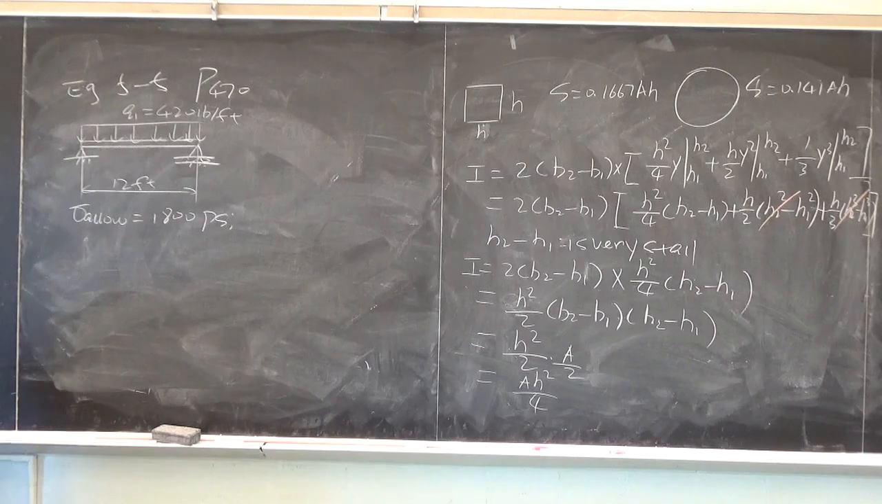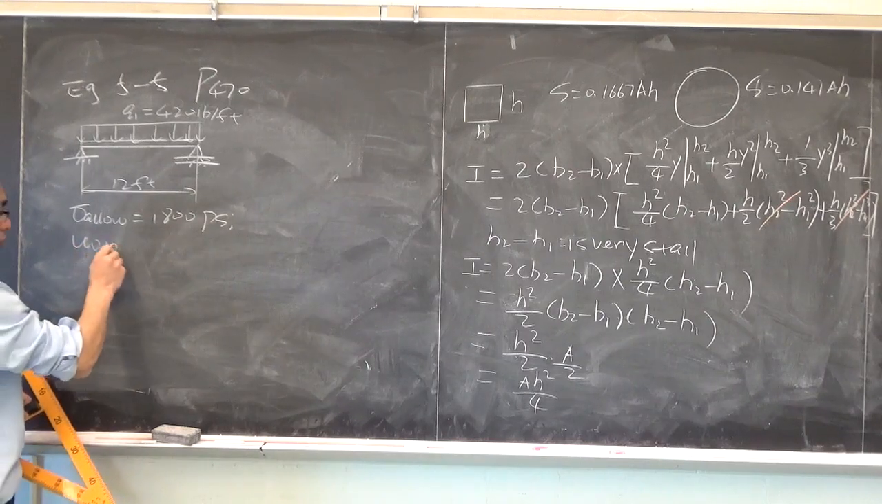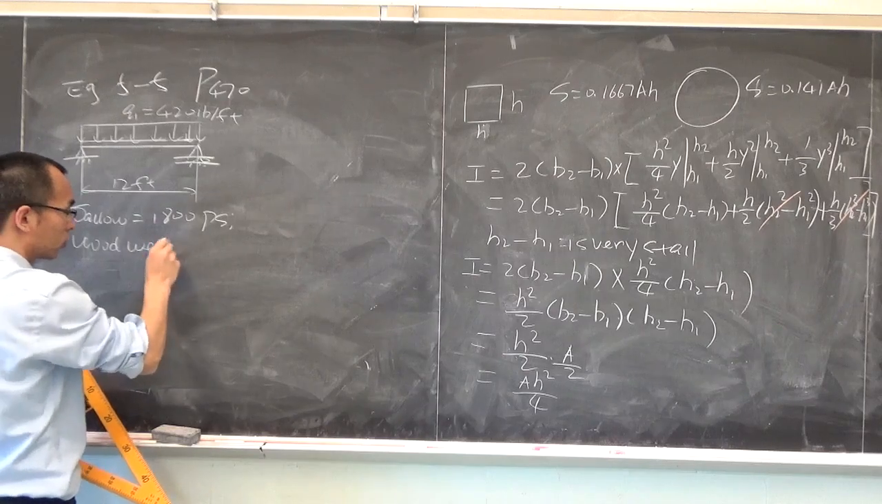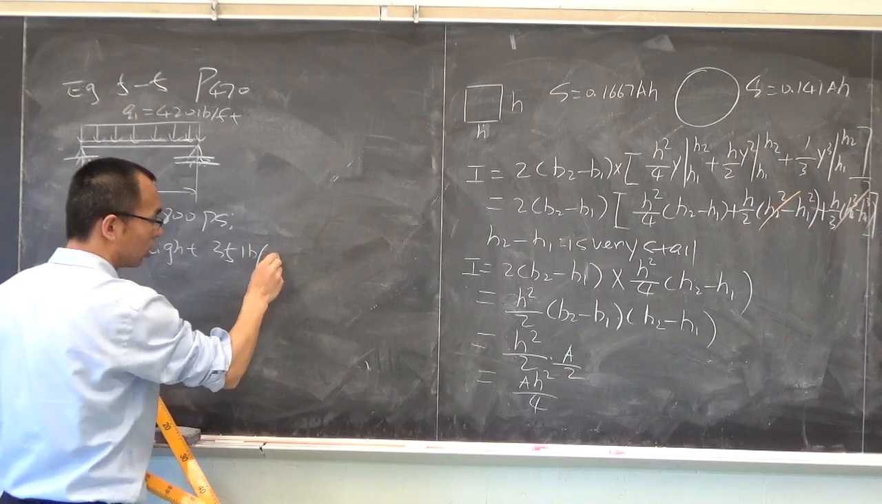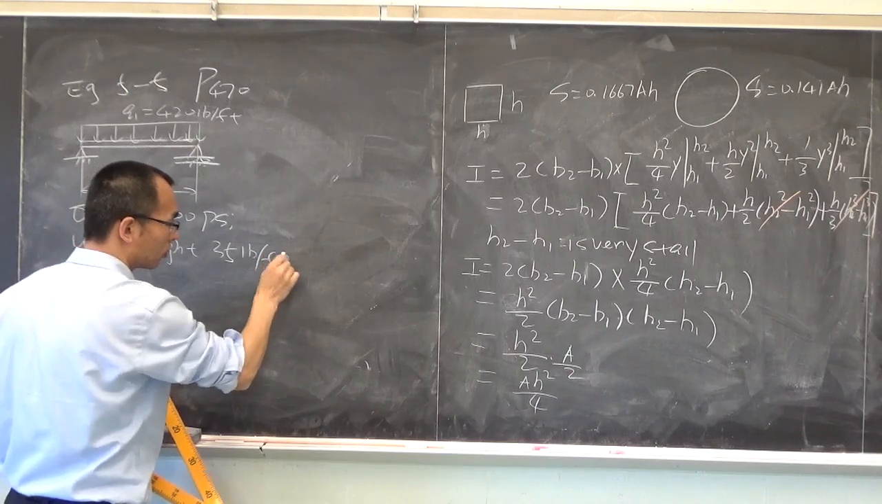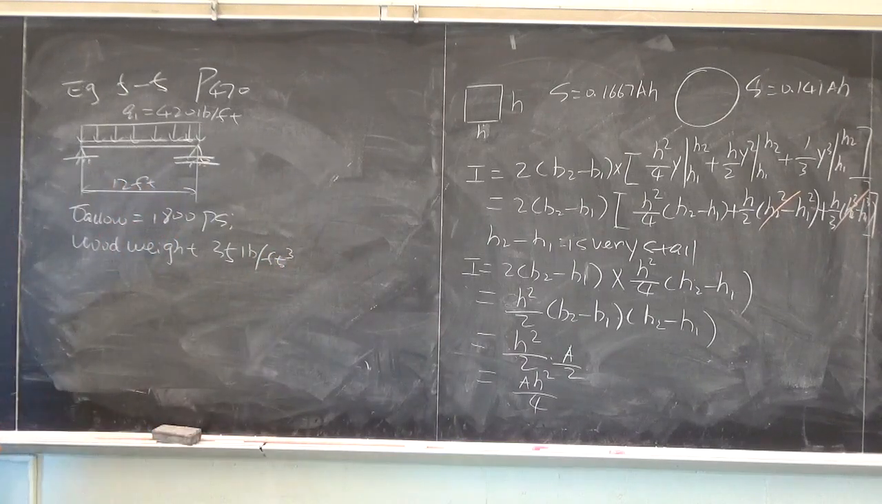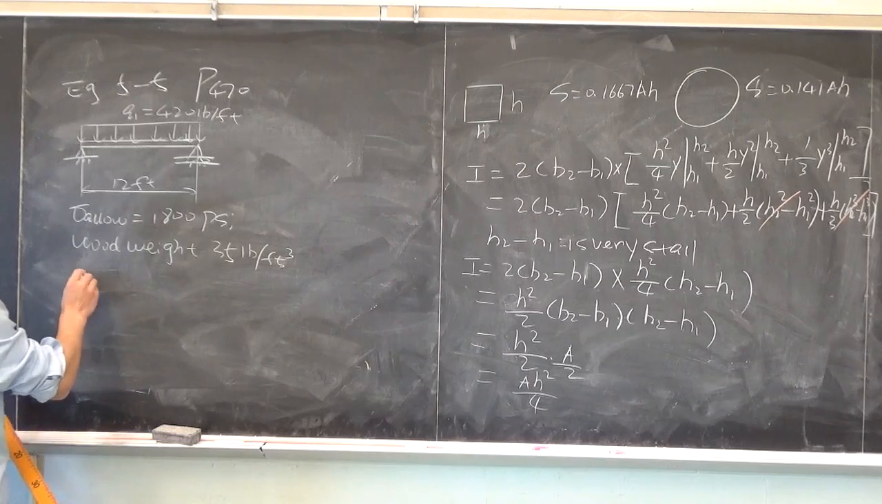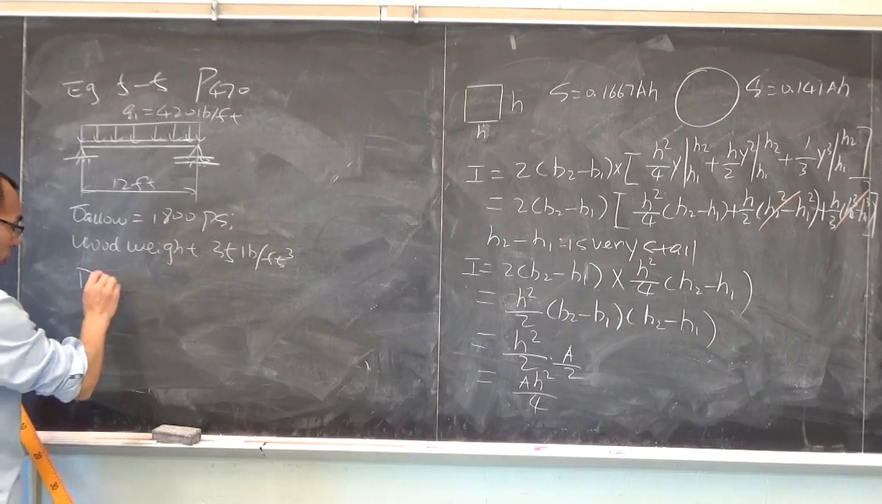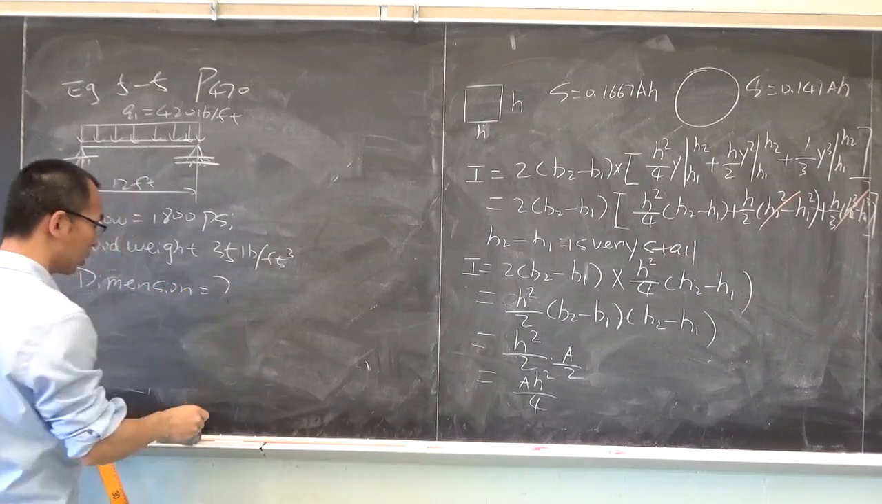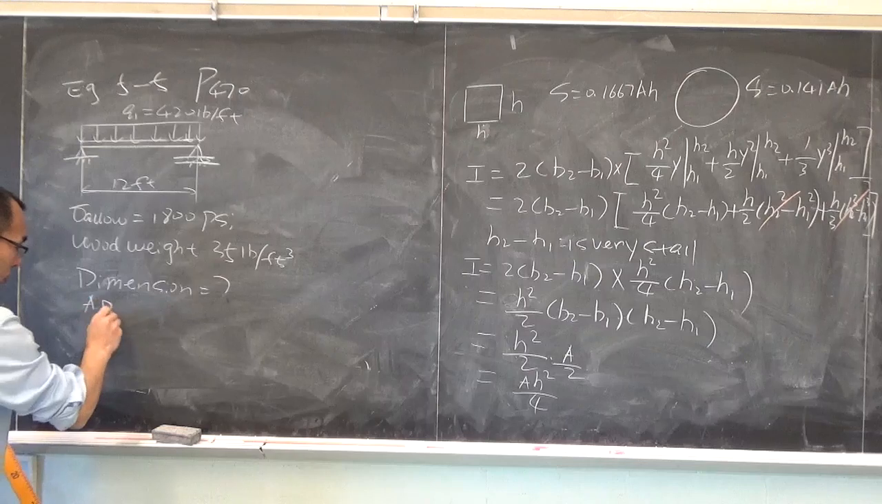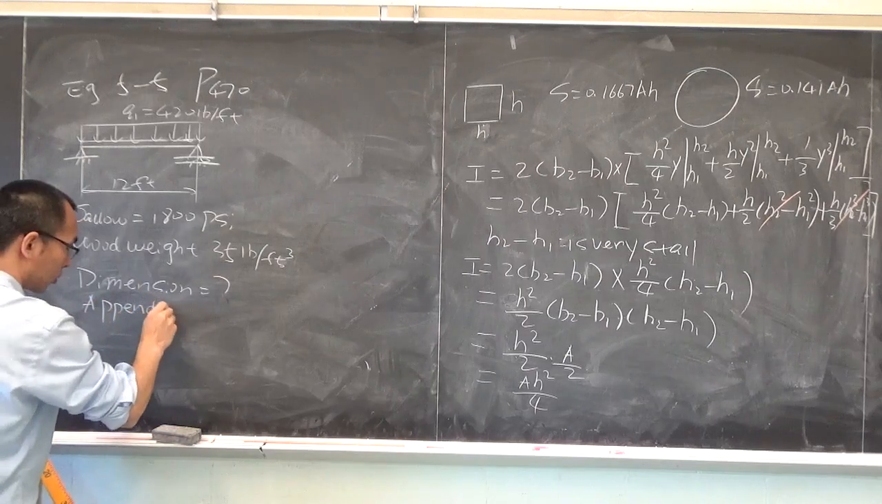And also the wood weight is 35 pounds per cubic foot. Okay, so we need to figure out what the size, what the dimension of the beam should be, based on Appendix G.